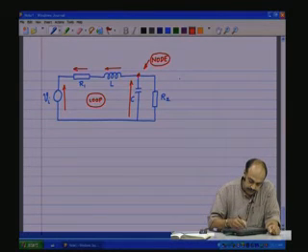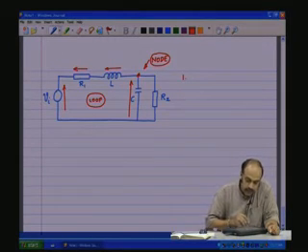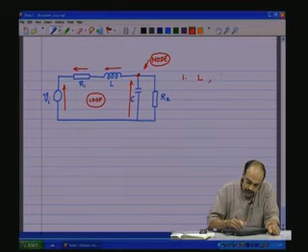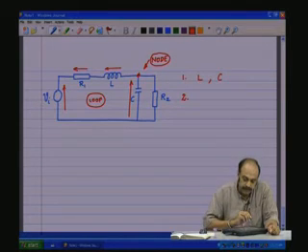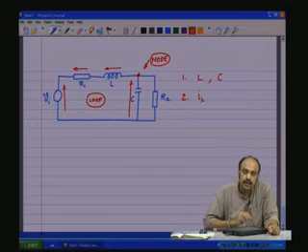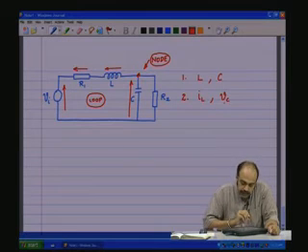Now, step 1, identify the energy storage elements. In this circuit, there are two energy storage elements. There is an L and a C. Second step, identify the state variables associated with these energy storage elements. So, for L, we shall call it IL. The current through the inductor is a state variable, and for C, we shall call it Vc. The voltage across C is a state variable.